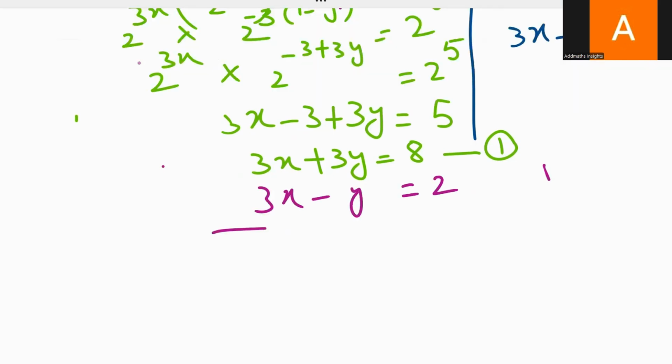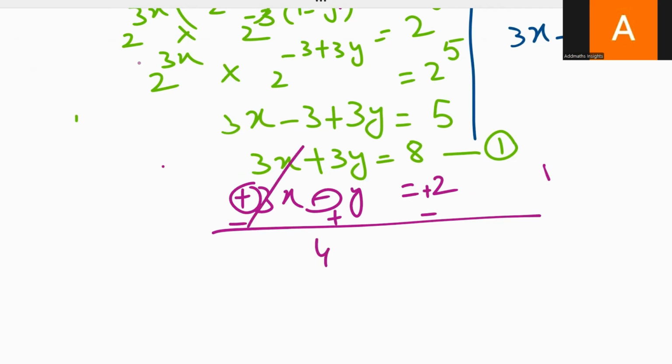So how can you solve it? Change signs. We are using the elimination method. So it will be 4y is equals to 6 and y is equals to 6 by 4, like y is equals to 3 by 2. You can simplify your answer as well, and you can give your answer in simplified form, which is y equals to 3 by 2.